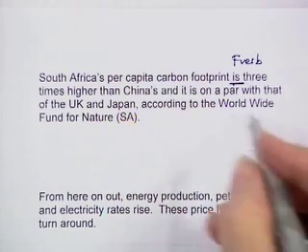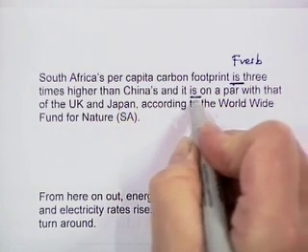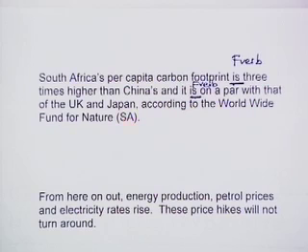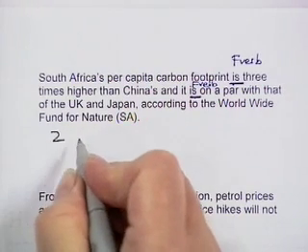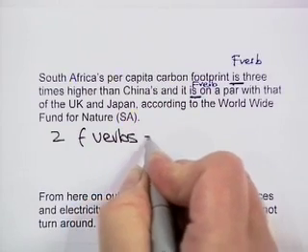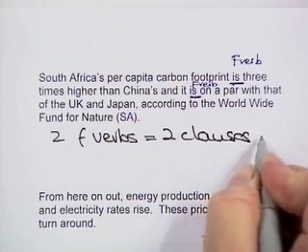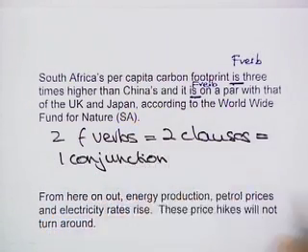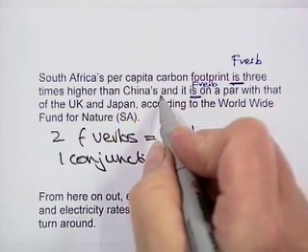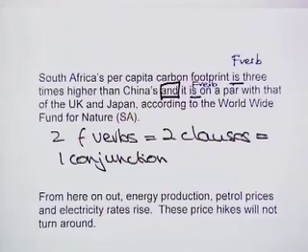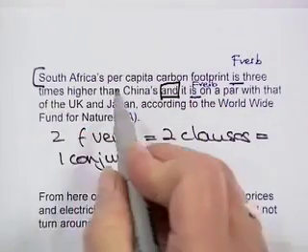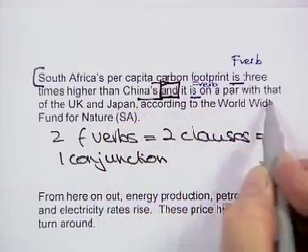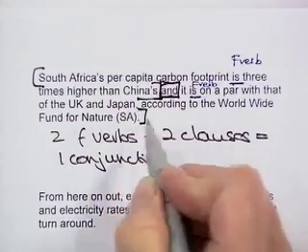And it is on a par. There's your second finite verb. 2 finite verbs. How many clauses? Every clause has a finite verb, so 2 finite verbs equals 2 clauses. 2 clauses, how many conjunctions? 1 conjunction. Go looking for it. You've got and. So we've got South Africa's per capita carbon footprint is 3 times higher than China's, first clause, and it is on a par with the rest of this, second clause.